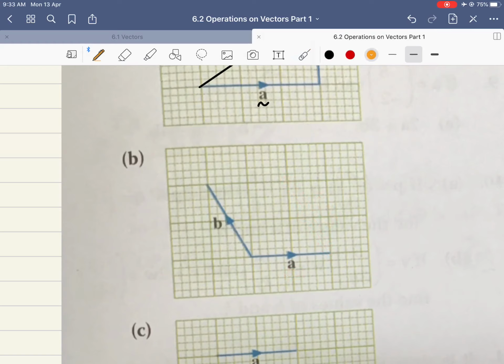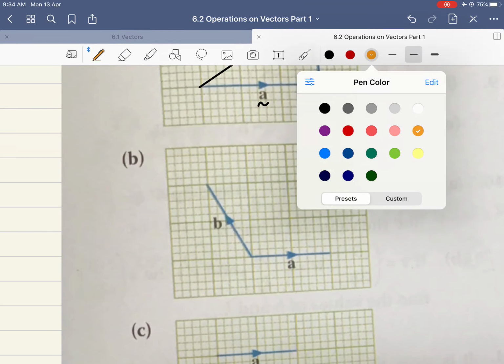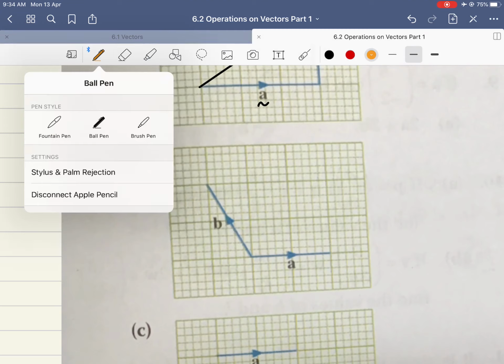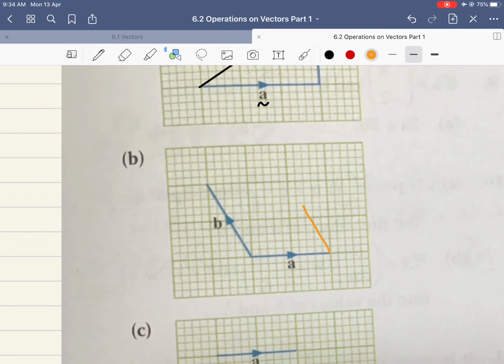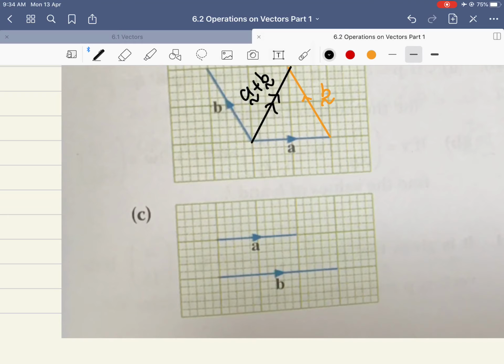Let me just draw it out for you in orange. All right, vector B will look like this. Okay, this is vector B. So the resultant in black is A plus B down here. I will represent my resultant with two arrows. So this resultant is vector A plus vector B.